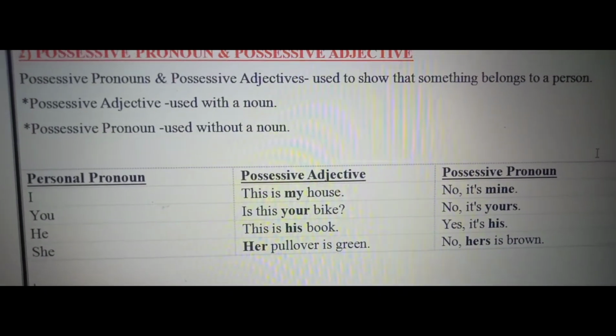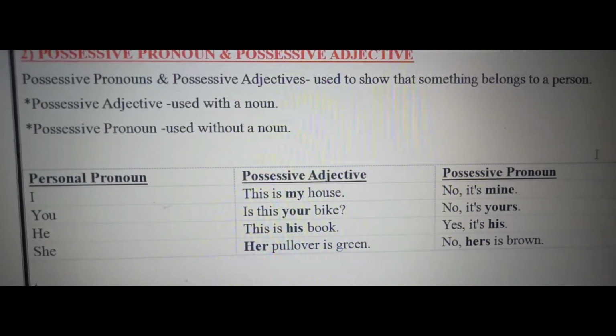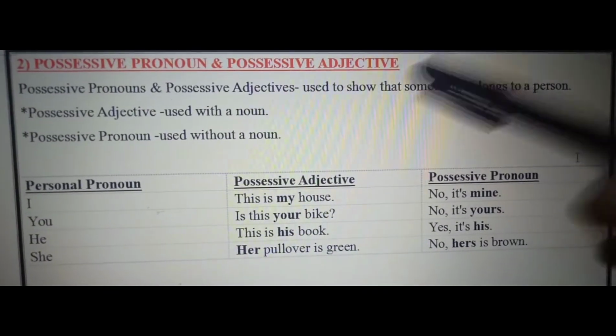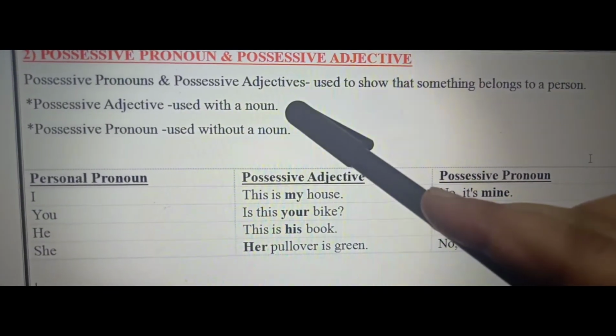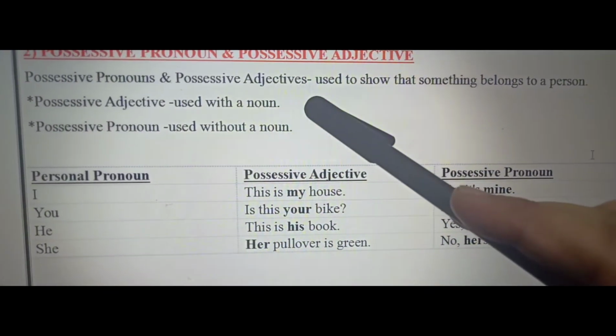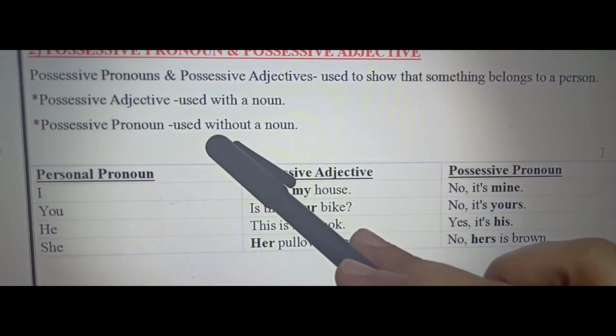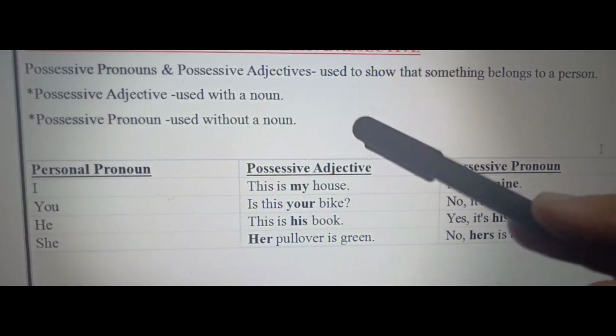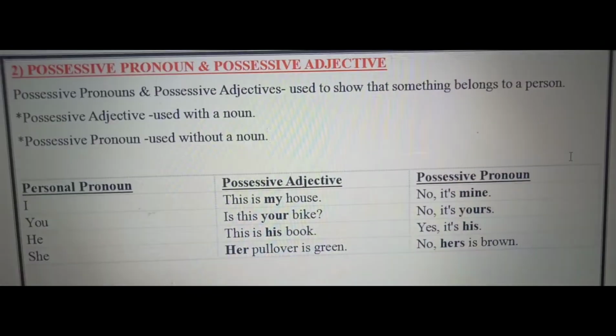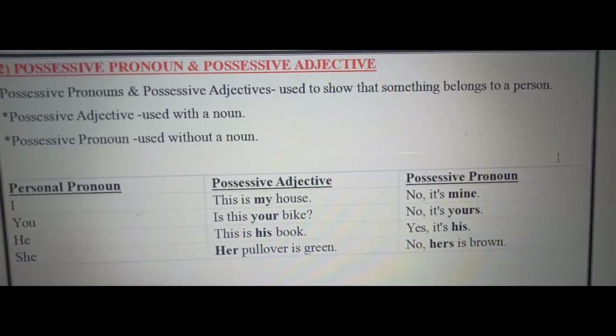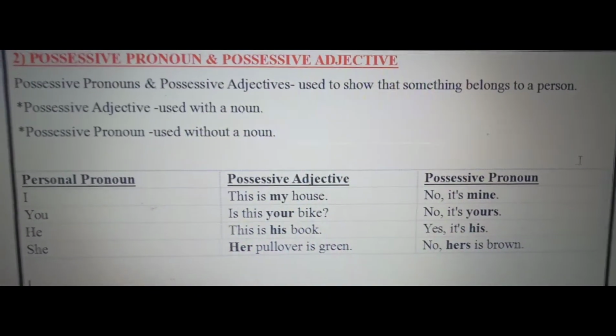What belongs to someone. Now here, a possessive adjective is used with a noun in a sentence. We use possessive adjective with a noun in a sentence. But a possessive pronoun is used without a noun in a sentence. Now let's have a look at the following examples to make it more clear.